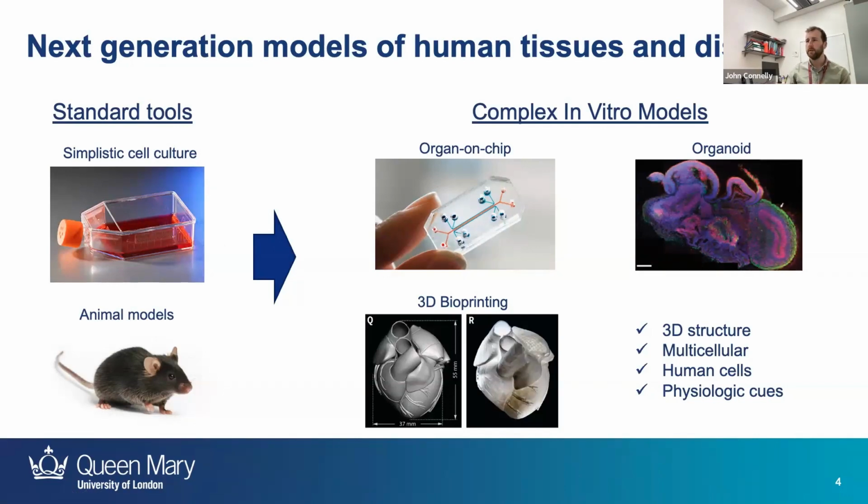These include things such as organ-on-chip technology, stem cell-derived organoids, and 3D bioprinting. These strategies try to build more physiologic models, including the three-dimensional structure, having multiple different cells within the models, and importantly, using human cells with the right physiologic cues, such as oxygen and mechanical forces.